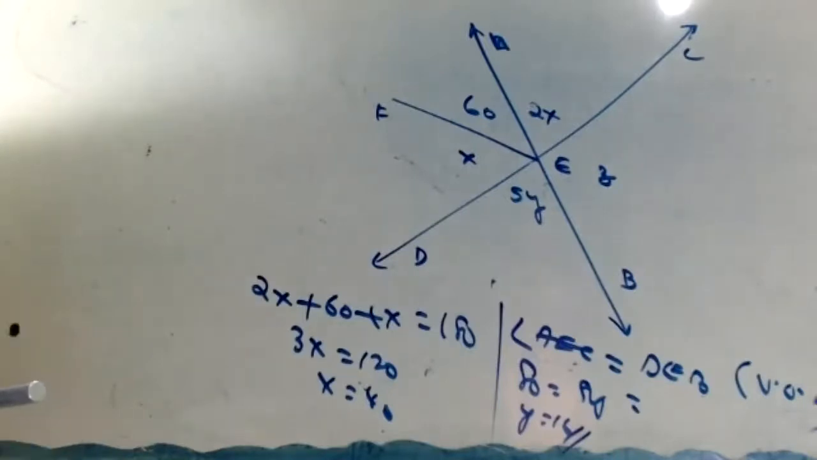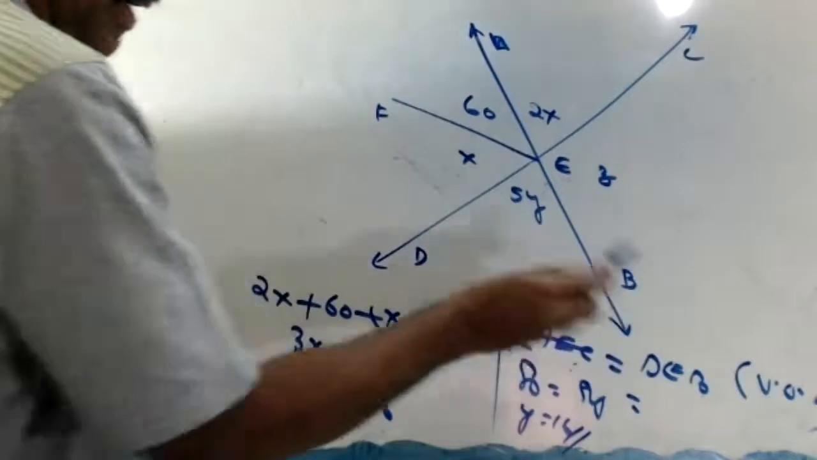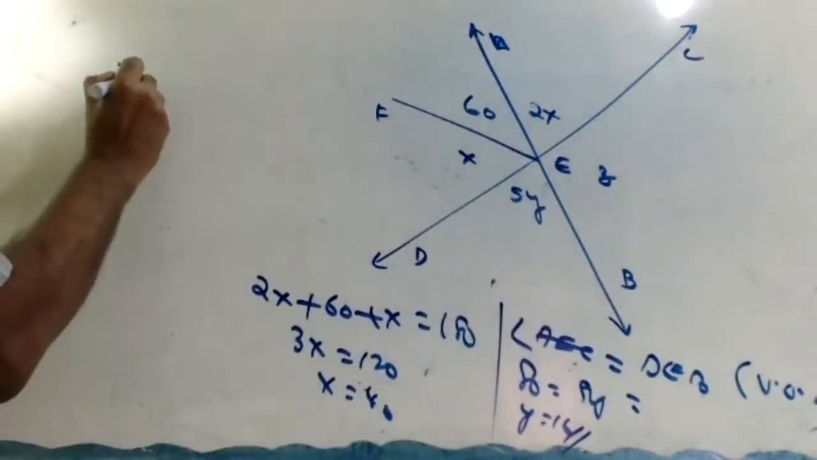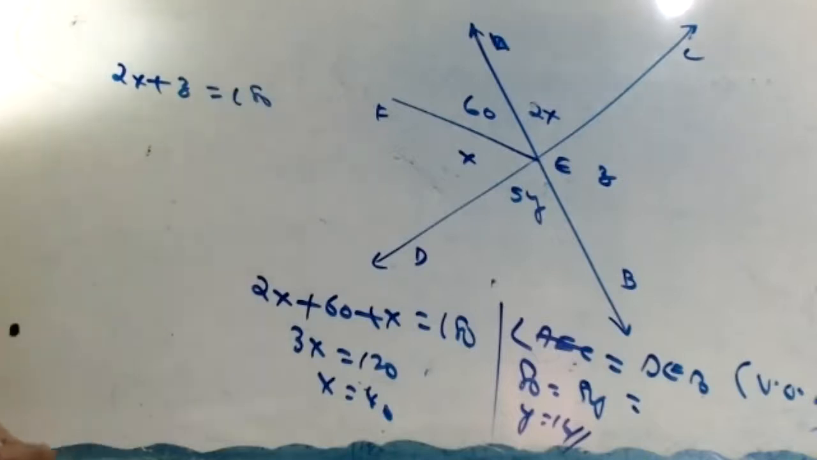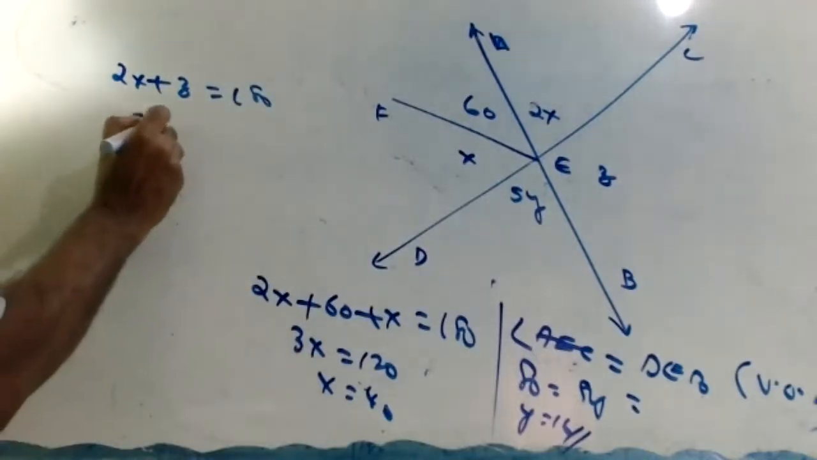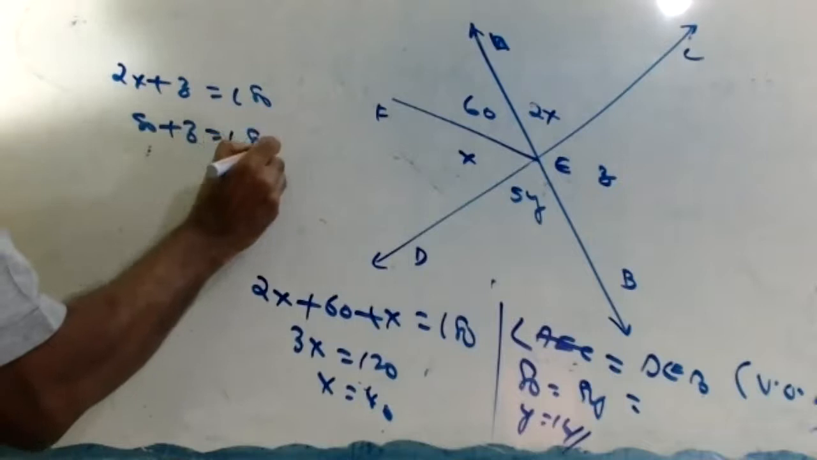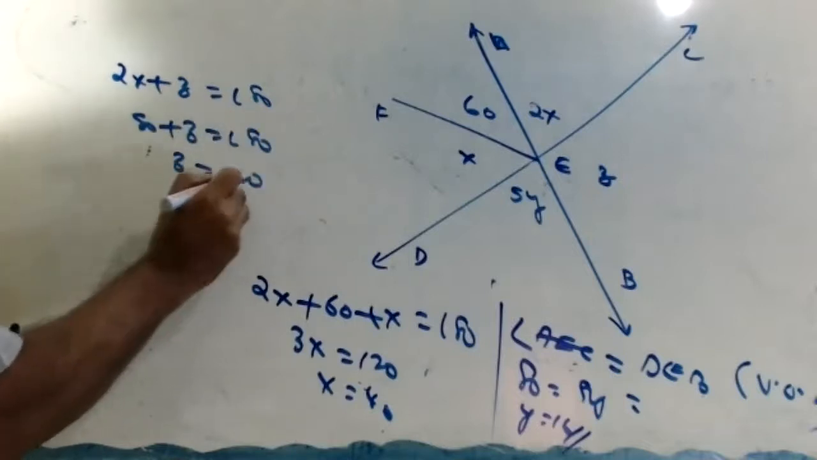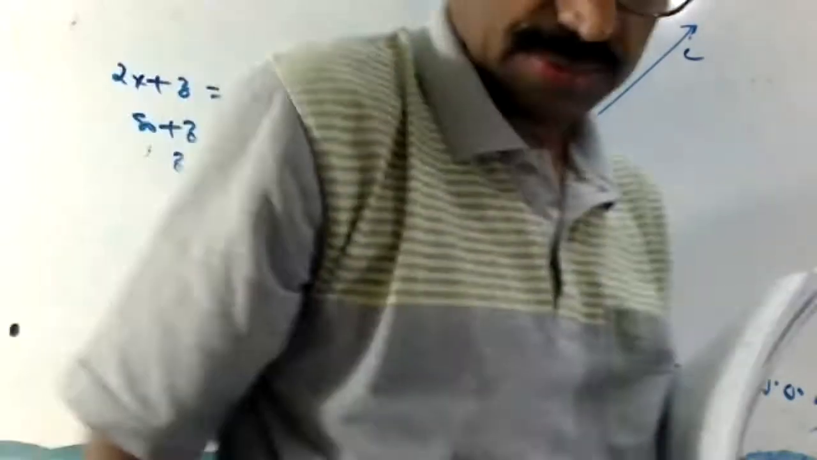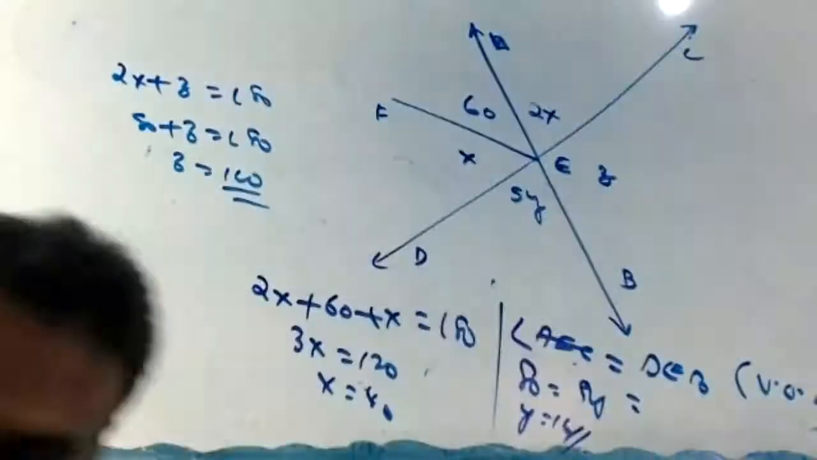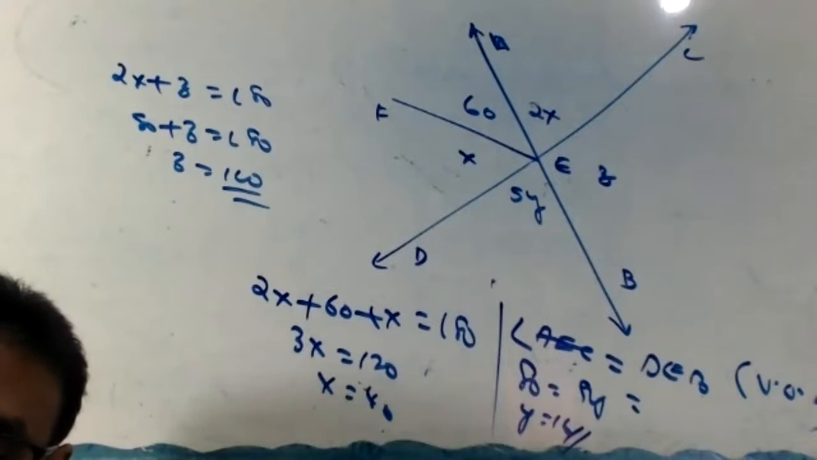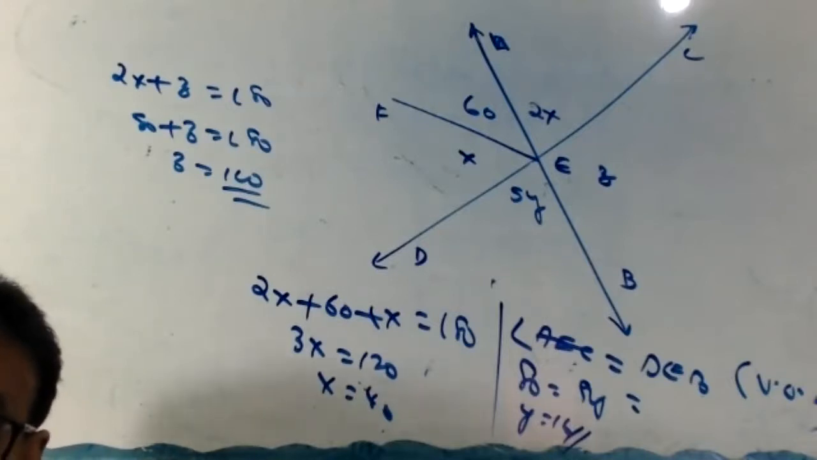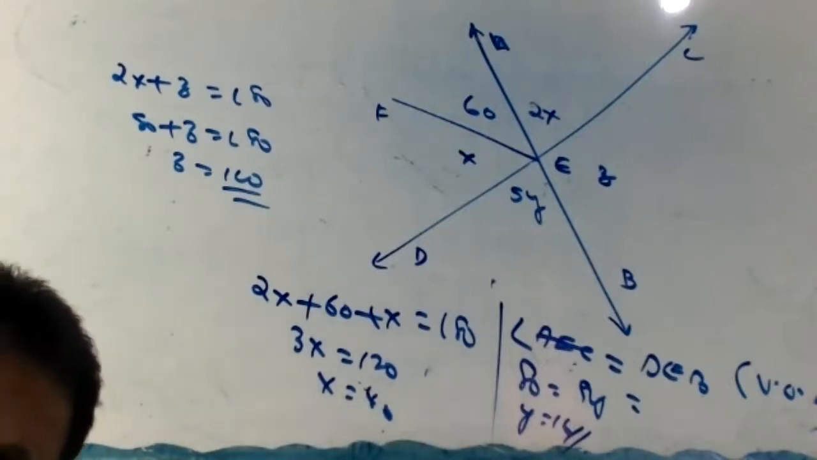Now, AB is a straight line. 2x plus z equal to 180. 2x is 80. 80 plus z equal to 180. Z equal to 100. Okay, I hope all finished. Whether you did linear pair or anything else, did you get it or not?